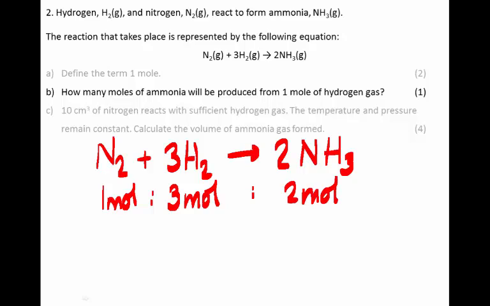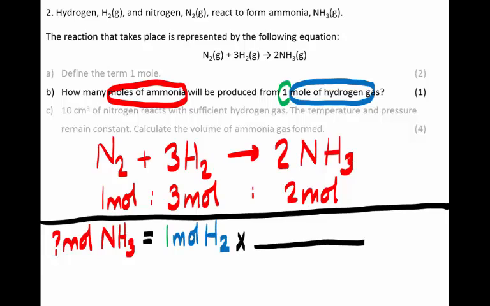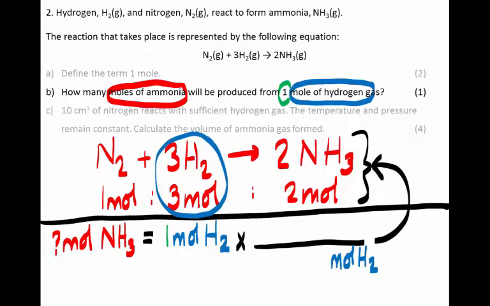And we are asked here, how many moles of ammonia will be produced from 1 mole of hydrogen gas? So our question is, how many mole ammonia will we get from 1 mole of hydrogen gas? To answer that question, we need to multiply by a conversion factor which comes from the equivalent values for this particular reaction, the reaction ratio, making sure that moles of hydrogen are at the bottom and moles of ammonia are at the top.